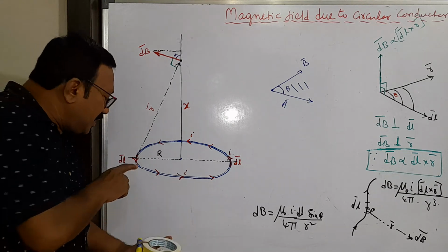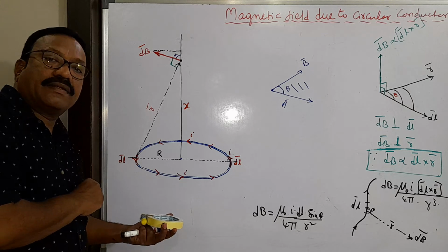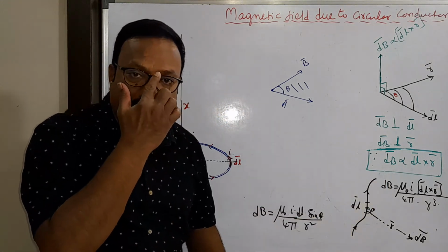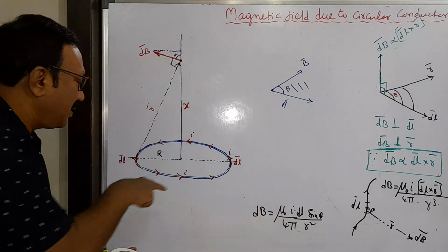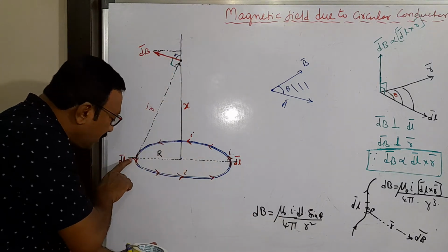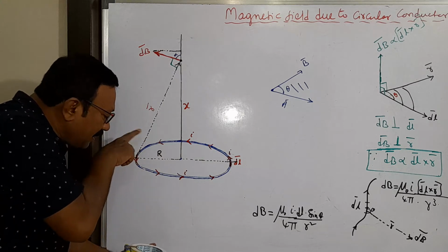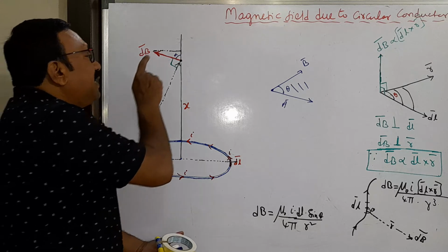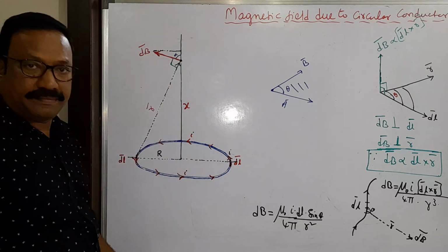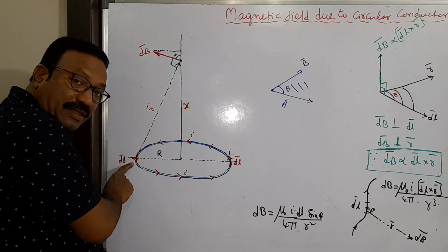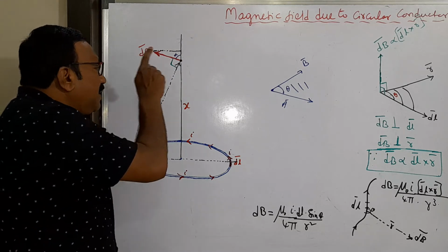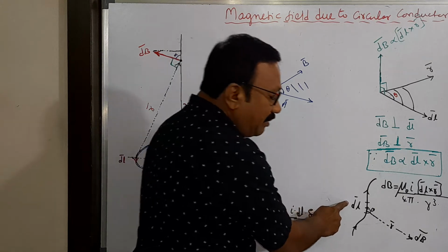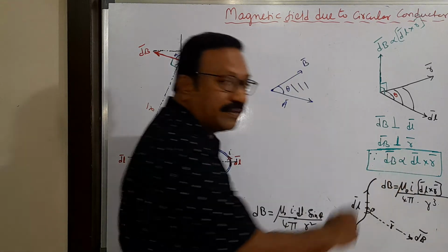Now we will take one element of this current carrying conductor. For this total conductor, dl bar is an element only. So here also I will take one element. So dl bar, current is coming like this. So this is an element. Due to this element, the magnetic field here is dB. Due to this current element dl, the magnetic field at a distance r is dB.